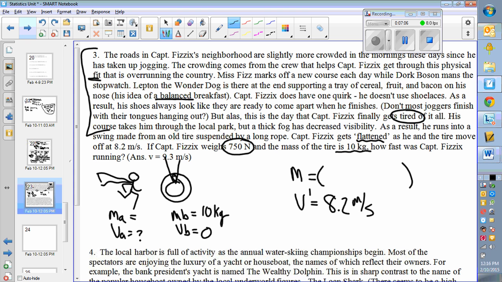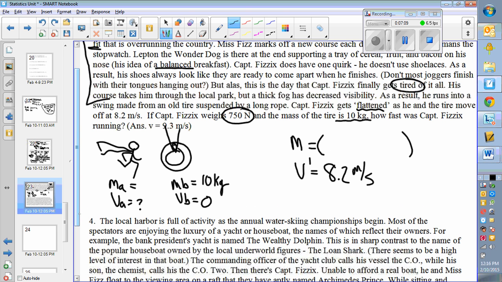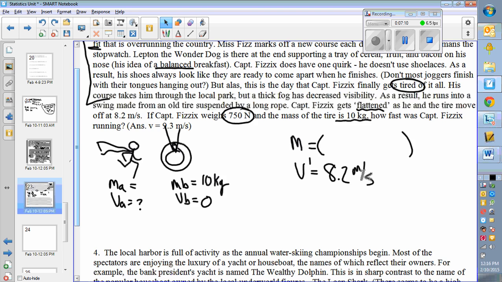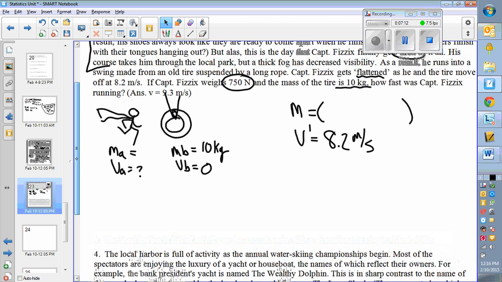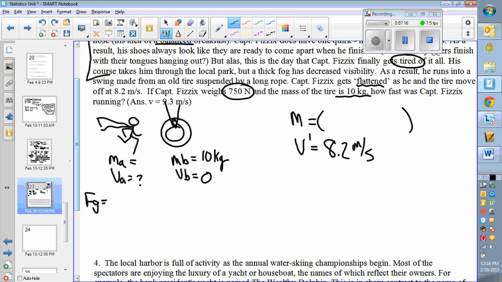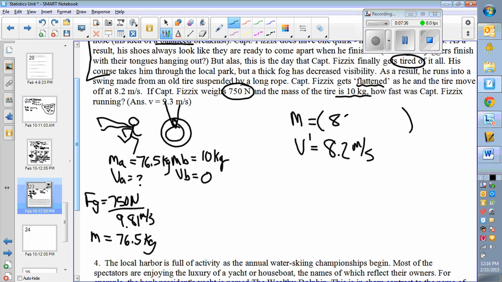So we need the mass of Captain Physics. I told you that his weight, Fg, is 750 newtons. So you divide that by 9.81 meters per second squared to get his mass in kilograms, and that comes out to 76.5 kilograms. That is MA. So the total mass after is 86.5 because you add the 10 kilogram tire.